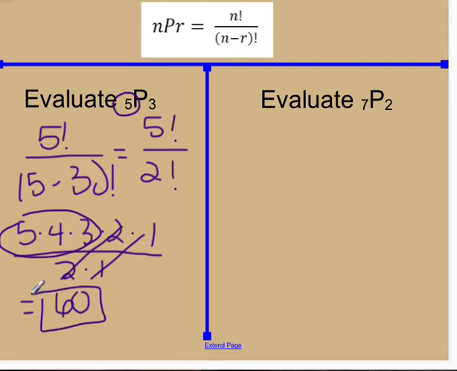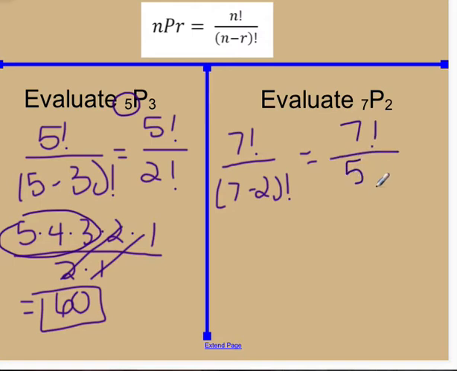Let's take a look at 7P2. So on top, we're going to have 7 factorial. Then on the bottom, 7 minus 2 factorial. So on top, it's going to remain 7 factorial. And then on the bottom, I'm going to actually subtract 7 minus 2 to get 5 factorial. You always want to make sure that you subtract before you take the factorial.